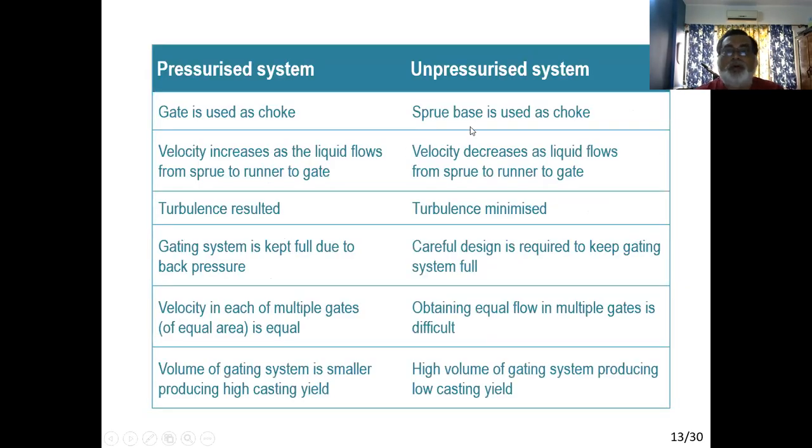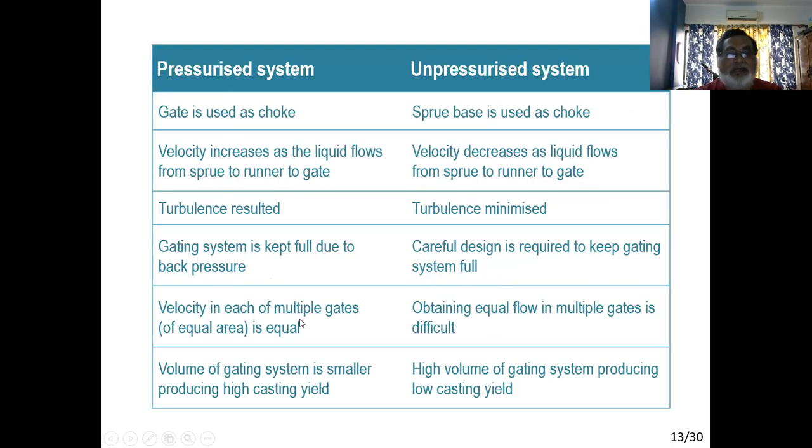Okay, so the screw base is the choke. Velocity increases as the liquid flows from the screw to the runner, and here velocity decreases. Turbulence is minimized, so we said that this is our main target. The gating system is kept full due to the back pressure. This is one advantage of a pressurized system. Here, you need special precaution to keep it full.